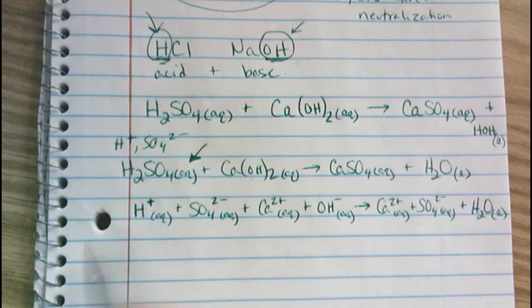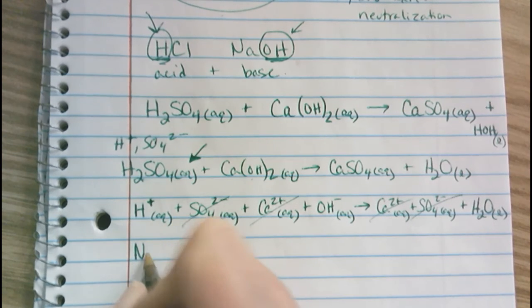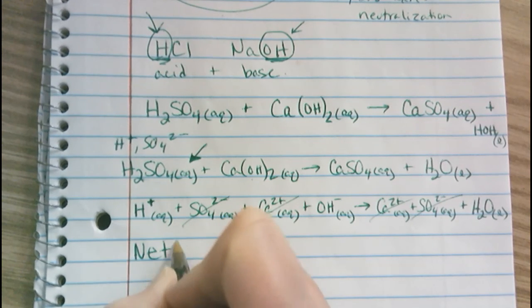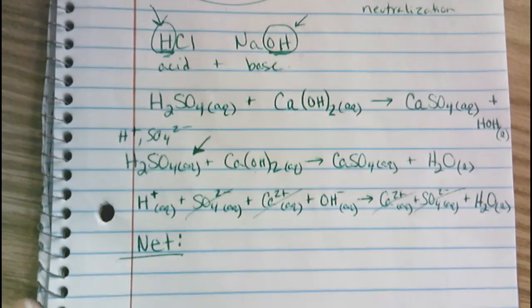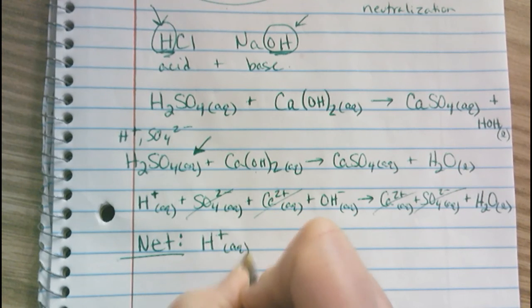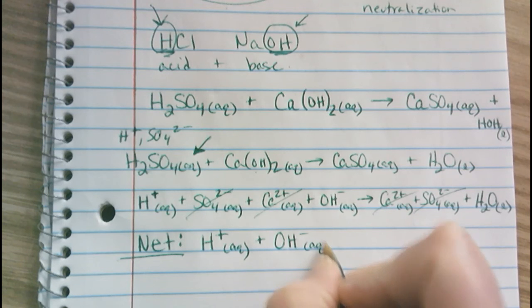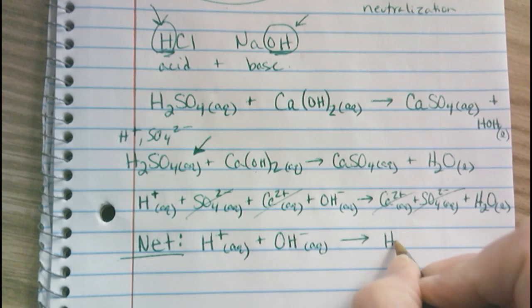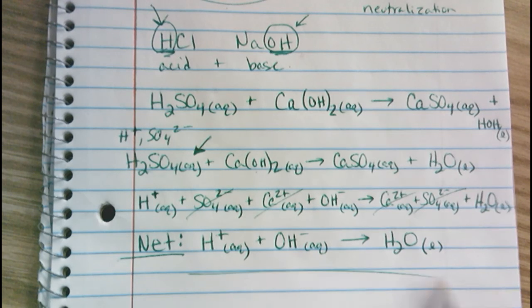So when we have this total ionic equation, we're going to eliminate everything that's the same on both sides to come up with our net ionic equation. So our net ionic equation for any acid-base reaction where we have an acid and a base mixed together, what do we have left? Well, we have H+, which is aqueous, plus OH-, which is aqueous, and we're going to produce water, which is a liquid. And it's going to look the same, and it's already balanced.